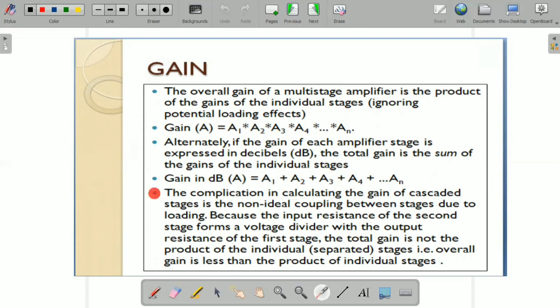The complication in calculating the gain of cascaded stages is the non-ideal coupling between the stages due to loading, because the input resistance of the second stage forms a voltage divider with the output of the first stage. So, the total gain is not equal to the product of individual gains. That is, the overall gain is less than the product of individual stages.